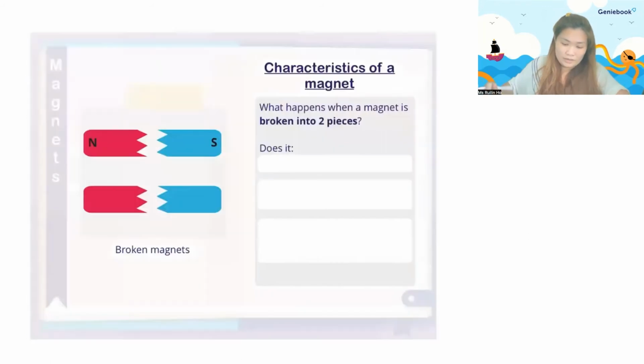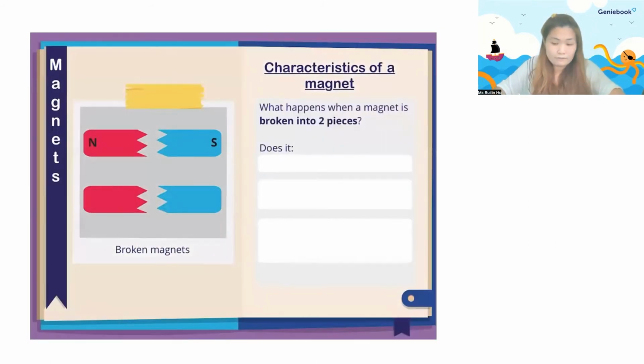So let's move on. Characteristics of a magnet. What happens if you break it into two? It's not that easy to break a magnet, but yes, you can break a magnet. So what happens if you break them into two? What do you think?